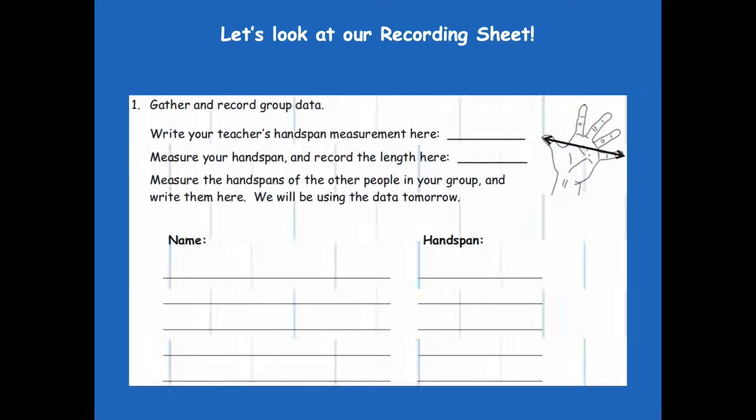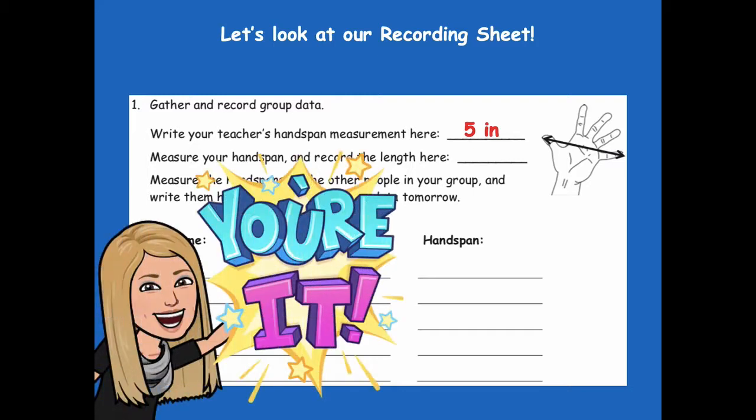So let's look at our recording sheet. So if you have it, you can take it out. If you don't have it, look, ta-da, it's right here for you. Okay, so I'm going to put in my hand span because it says write your teacher's hand span measurement right here. So pause the video, write in 5, and then remember, IN stands for inches. So write in that and then click play when you're ready for the next step.